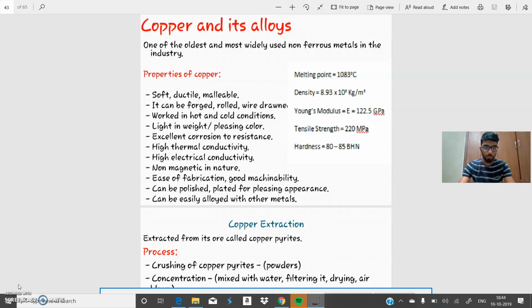Today I am going to explain about copper and its alloys. Copper is one of the oldest and most widely used non-ferrous metals in the industry.